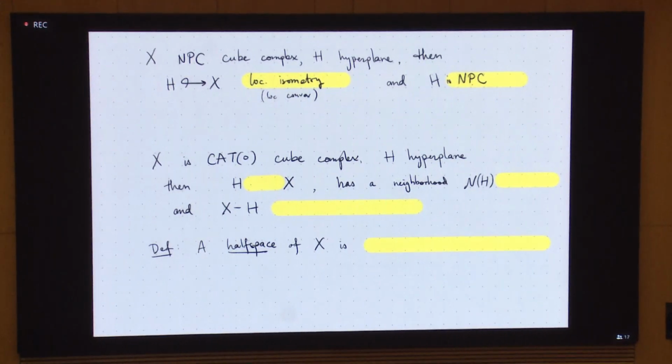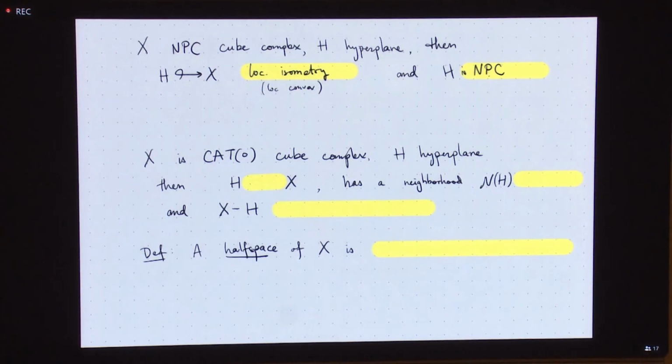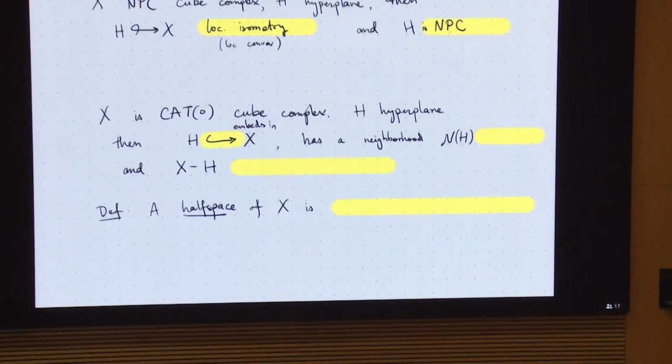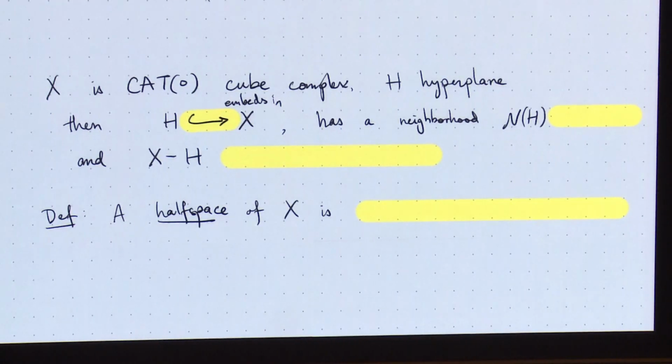But now actually, if X is CAT(0), then we can upgrade being just a local isometry and being non-positively curved to actually being an embedding. So then H embeds in X, and has a neighborhood that looks like H times [0,1]. So it's not only locally, it's globally that it looks like H times [0,1]. And when I remove H from X, I get two components.